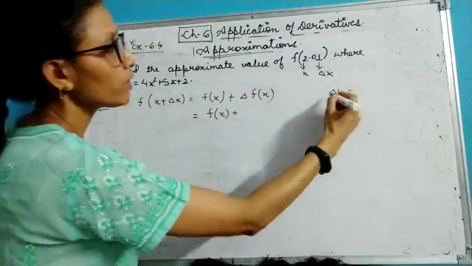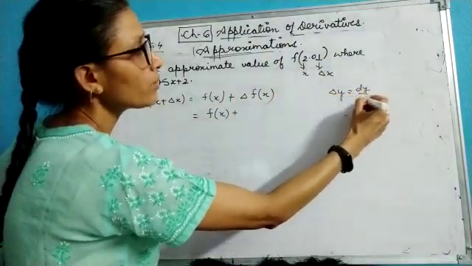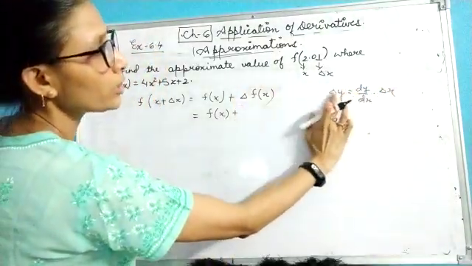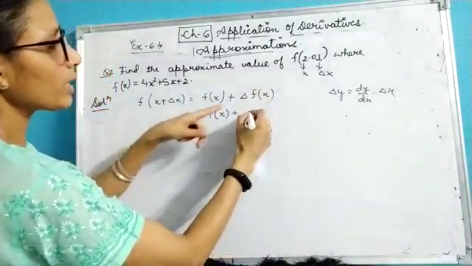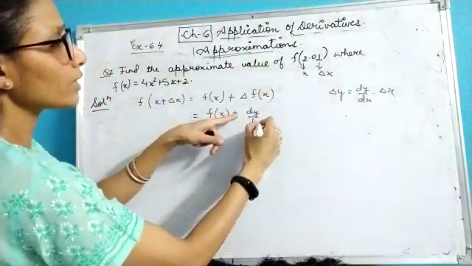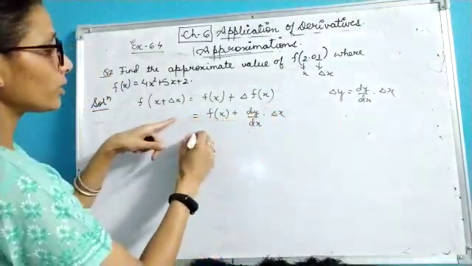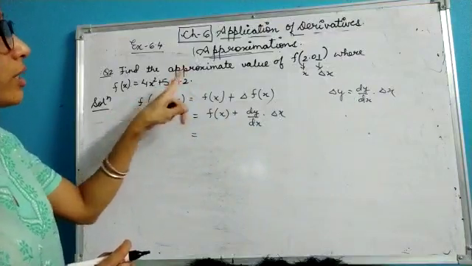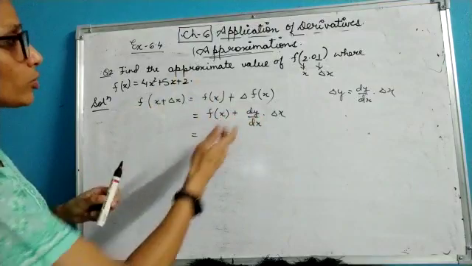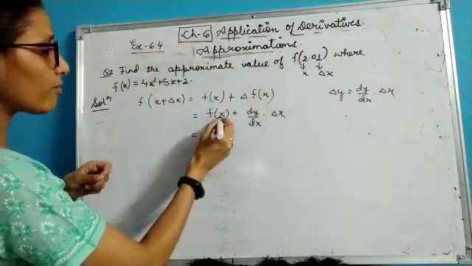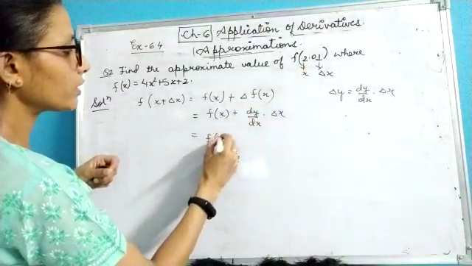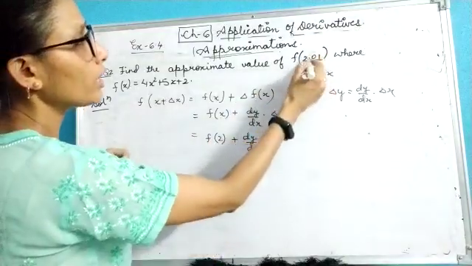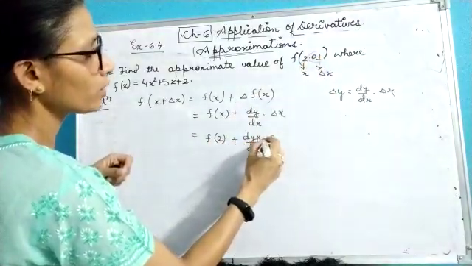Remember, in the previous question we had written del y equal to dy by dx into del x. That means this is the change in y, so this is your y here. So I can write it as dy by dx into del x. Here you need to find dy by dx from the given function, and then put in all the required values. So here x means 2, that means you will write f(2) plus the differentiation of this into your del x, which is 0.01.